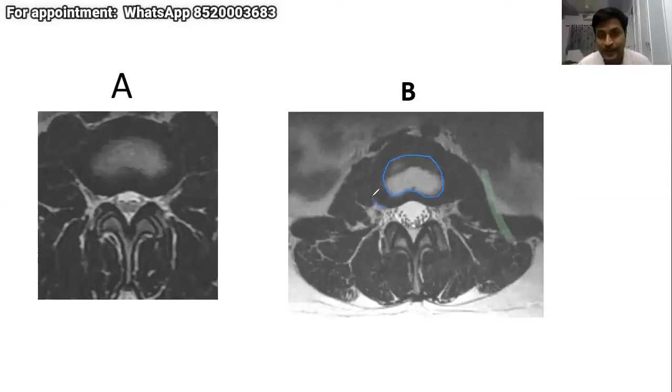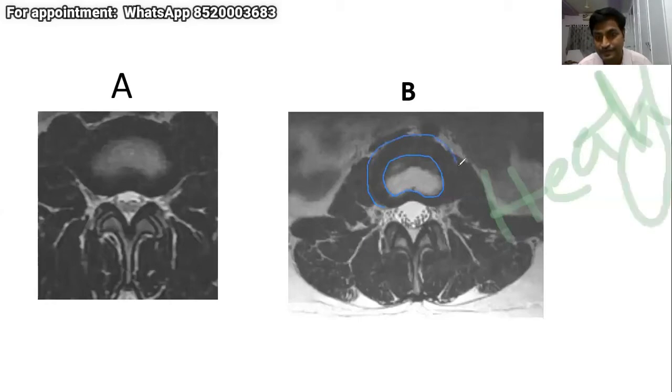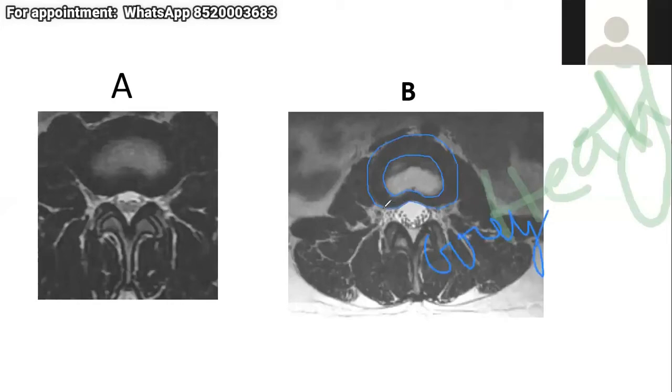What will happen to the color of the nucleus pulposus when it becomes unhealthy? White, sir. What is the normal color? White or black? White, sir. Why is it white? Because of the high water content in the nucleus pulposus, 70% water.